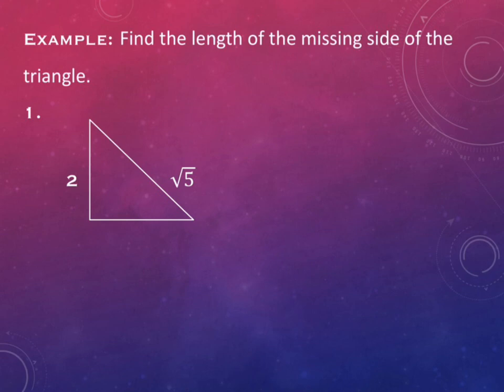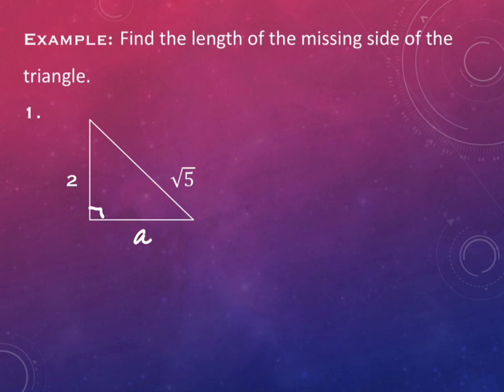This is the triangle that we're starting with. We've got a side length of 2, and we've got a hypotenuse of square root 5. This is my right angle. And we're looking for the missing side. You can call it whatever you wish. I'm just going to call it a.